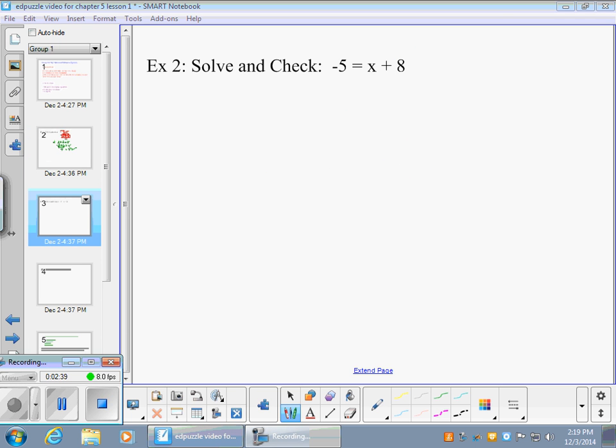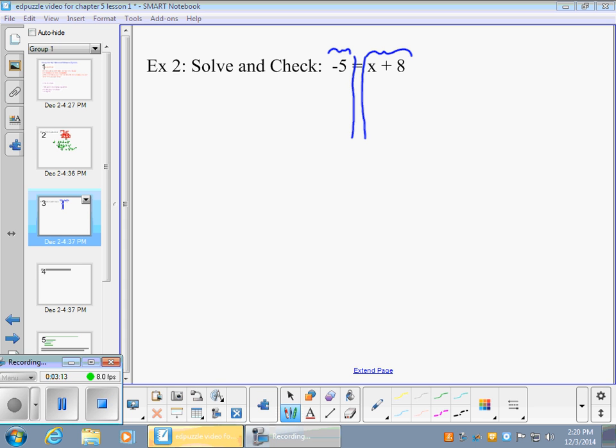Now let's try example 2. Solve and check the equation negative 5 equals x plus 8. Look to see if there are any parentheses, which there aren't. Look on the left side of the equation to see if you can combine any like terms, and you can't. Look on the right side of the equation to see if you can combine anything, and you can't. So now we're going to look on the side the variable is on. So we're looking on the right side of the equation. Get rid of the constant first.